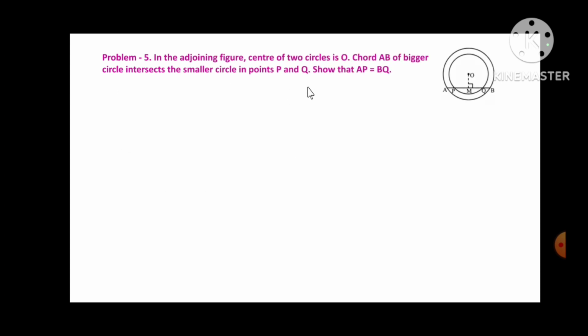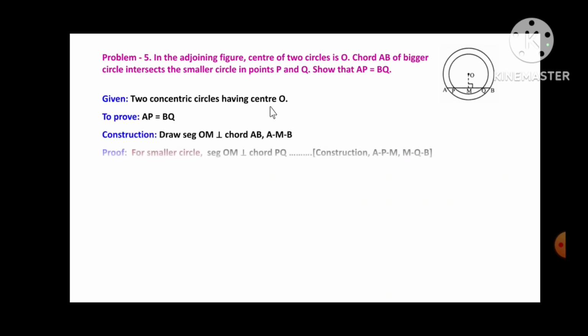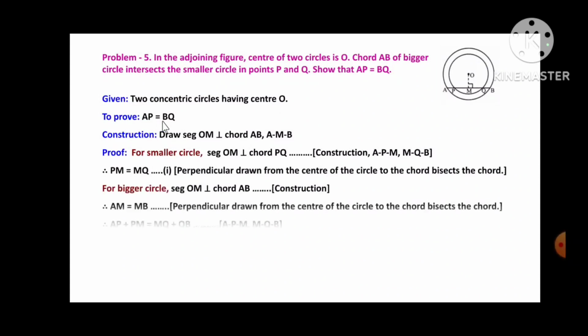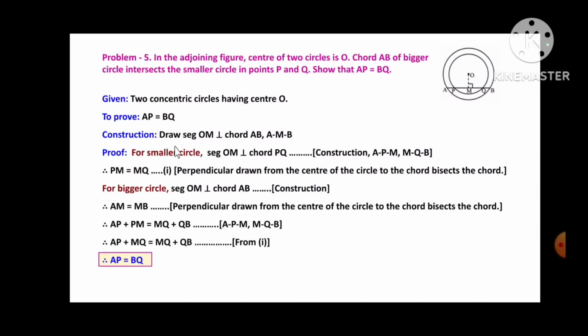Next we will see problem number 5. In this adjoining figure, the center of the two circles is O. Chord AB of the bigger circle intersects the smaller circle at points P and Q. Show that AP is equal to BQ. Here are two concentric circles having only the common center O. We have to show AP is equal to BQ.